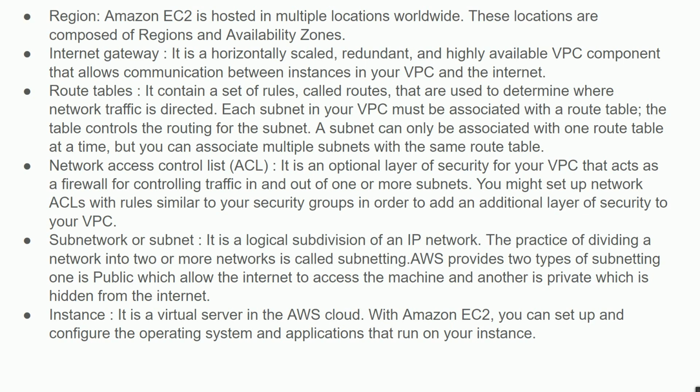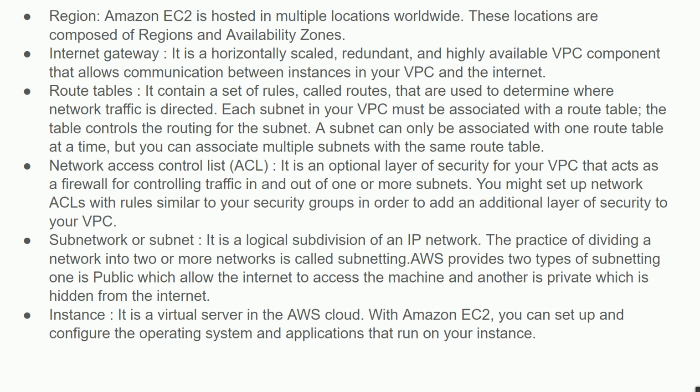Route table: it contains a set of rules, called routes, that are used to determine where traffic is being directed, and each subnet in your VPC must be associated with a route table. The table controls routing for the subnet. A subnet can only be associated with one route table at a time.